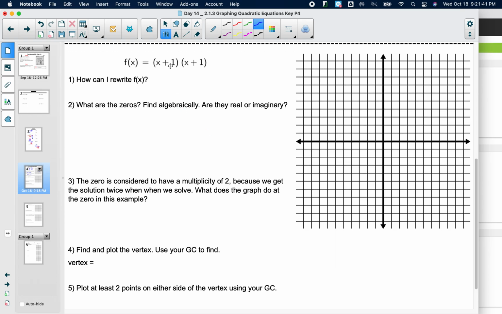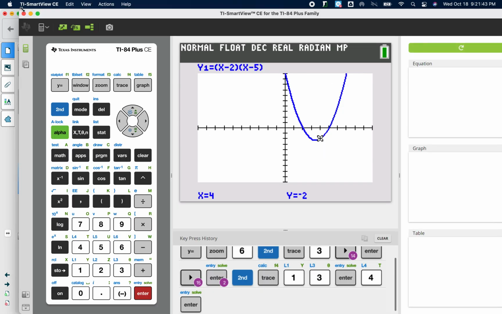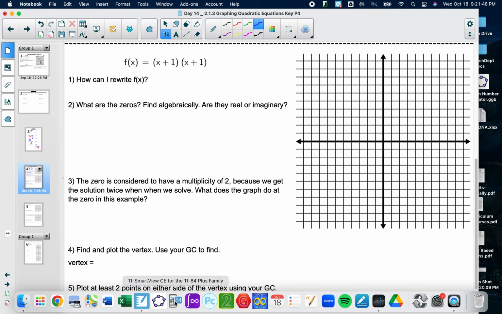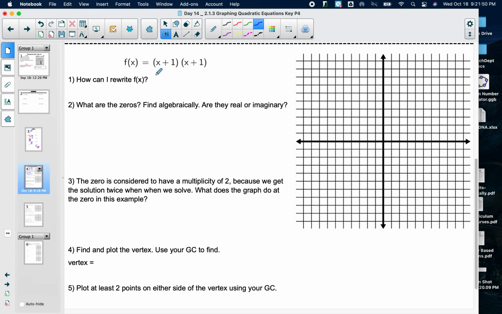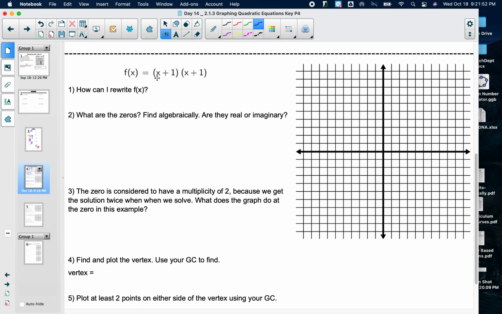Okay, so here I have x plus 1 times x plus 1. I'm going to close this for a second so it speeds up, hopefully. So here, a big question, how can I rewrite f of x? You should notice that I'm multiplying these two factors together. So I can rewrite this as f of x equals x plus 1 squared.